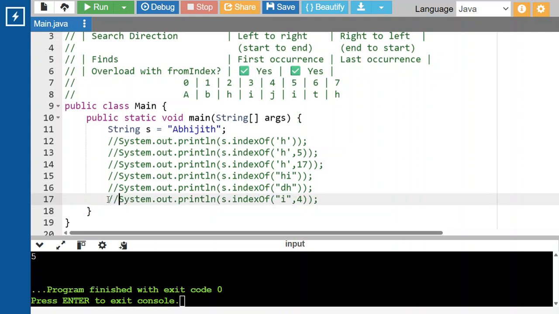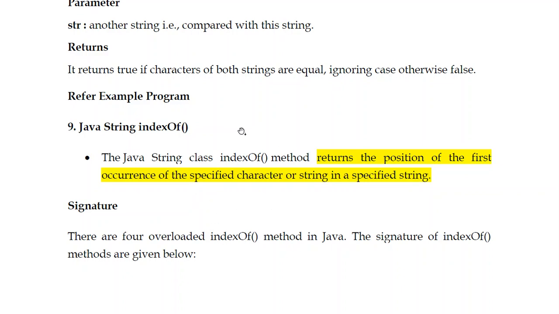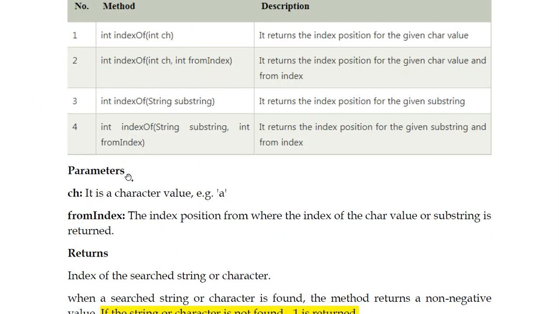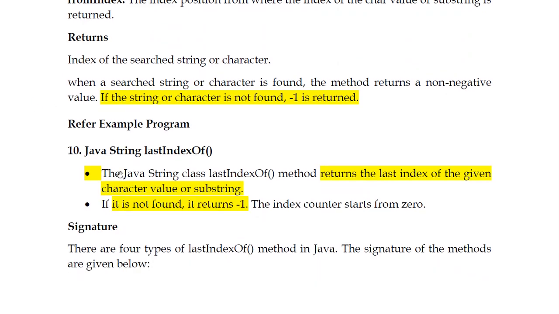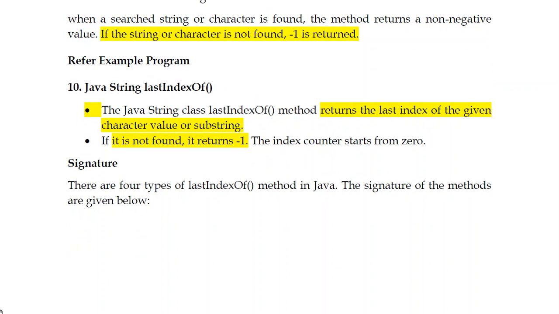Next we'll move on to the last index of. With index of, you're primarily looking at the first occurrence only. Here it is completely opposite: it returns the last index of the character value or substring. If it is not found, as usual it returns -1. As usual, the index counter starts from 0.